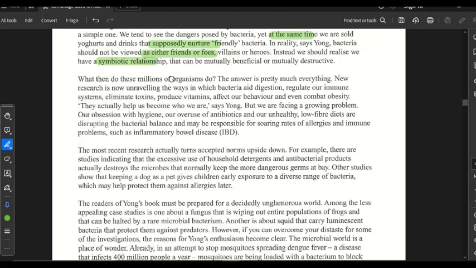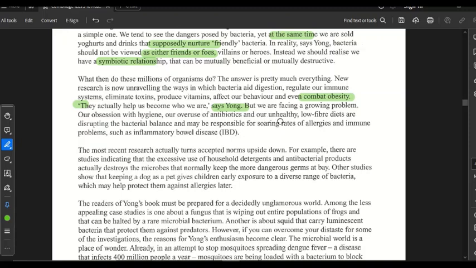What then do these millions of organisms do? The answer is pretty much everything. New research is now unraveling the ways in which bacteria aid digestion, regulate our immune system, eliminate toxins, produce vitamins, affect our behavior, and even combat obesity. They actually help us. So you see quotation marks, okay, it means someone is saying something. It actually helps us become who we are.